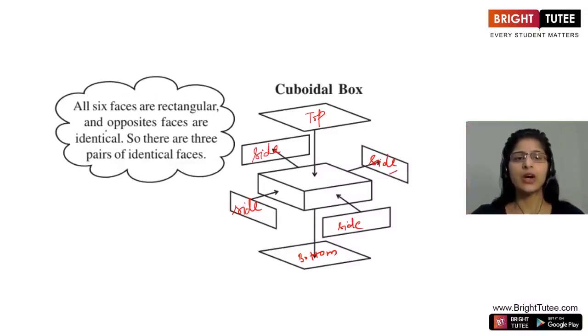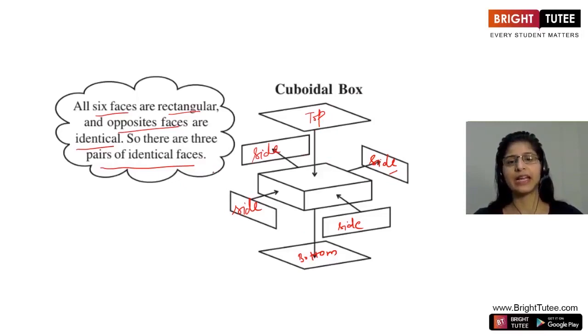So they are saying all six faces are rectangular and opposite faces are identical. Yes, opposite faces are identical. How? Top and bottom are exactly same, and the side faces, opposite faces, are exactly same. So there are three pairs of identical faces. Top and bottom is one pair, front and back is the second pair, and left and right is another pair. So we have total six faces, right?